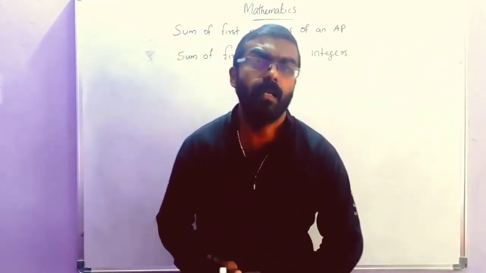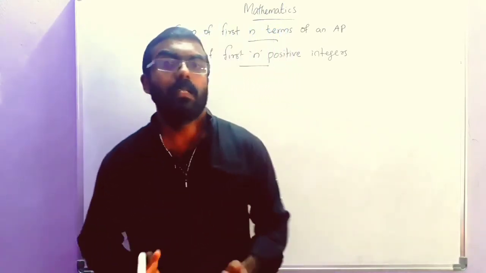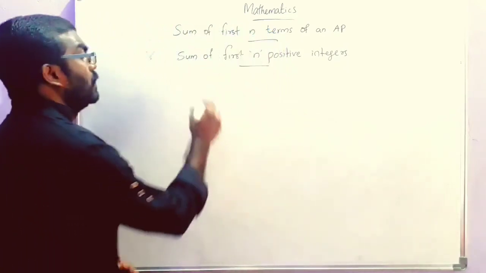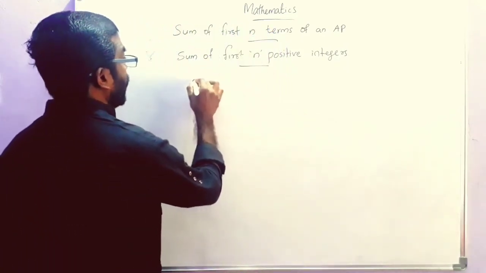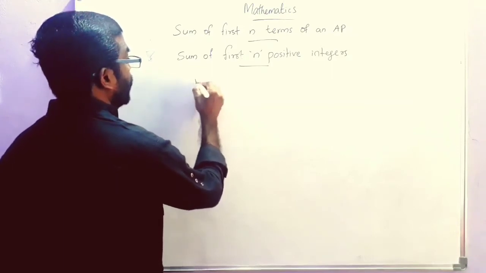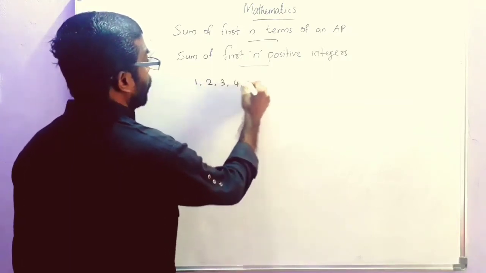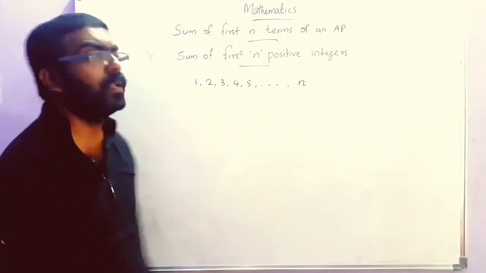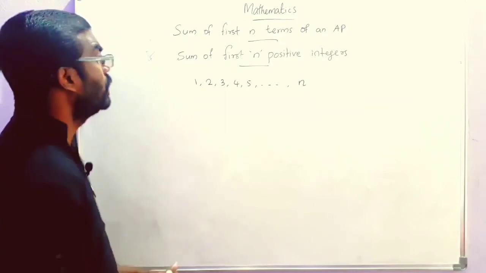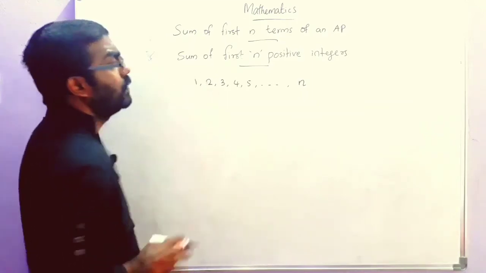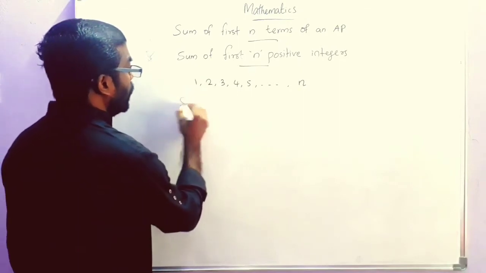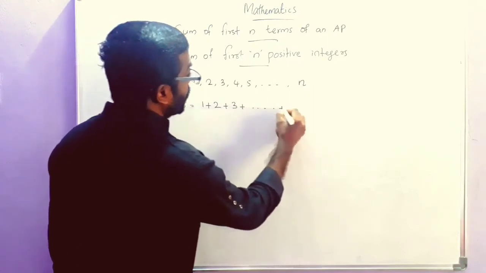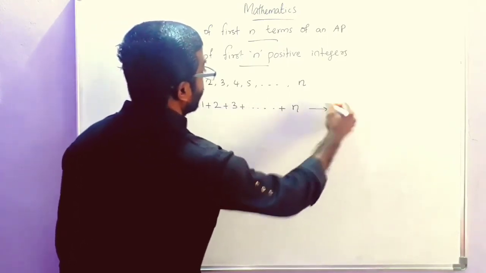We are going to find the sum of first n positive integers, or we can say the sum of first n natural numbers. Listen. Let us take the first n numbers, that is 1, 2, 3, 4, 5, etc. up to n. Consider the first n positive integers or natural numbers. We have to find the sum of these numbers. So let us write S is equal to 1 plus 2 plus 3 plus etc. plus n. This will be equation 1.